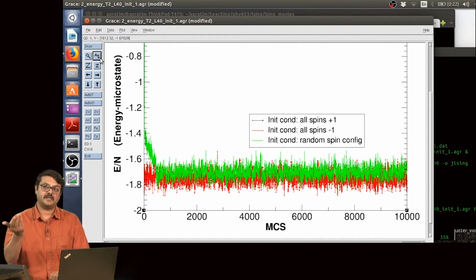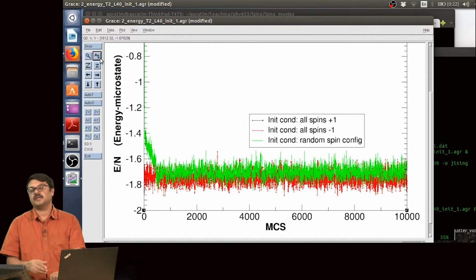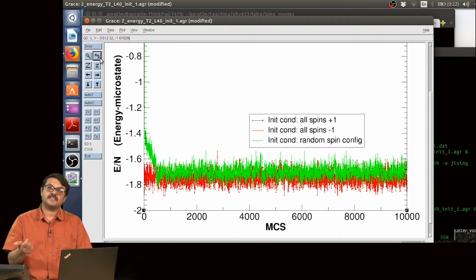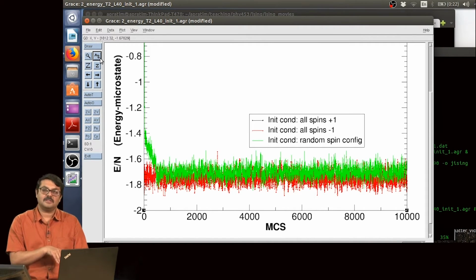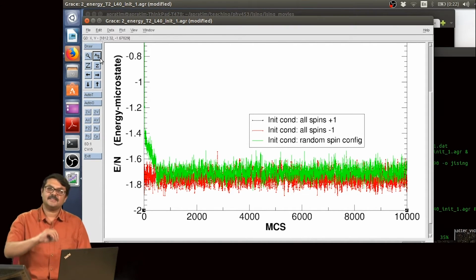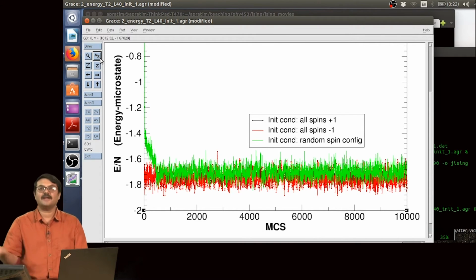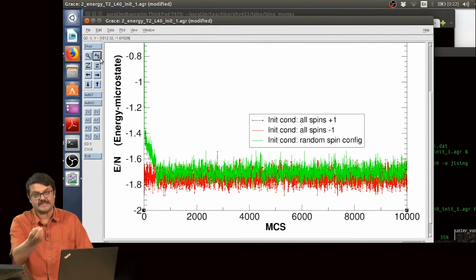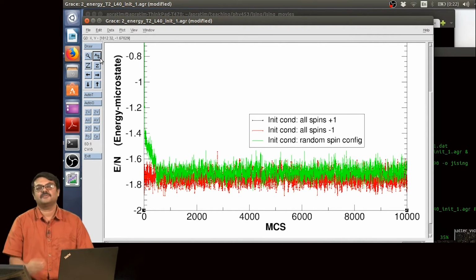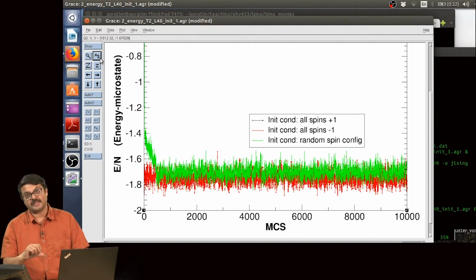there were a few trial spin flips which were accepted to become minus 1. When you start from all spins pointing in the negative direction, exactly the same spins are now being flipped up, because the random number sequence is the same. Even the random choice of the spins which are being chosen for trial flips are the same.